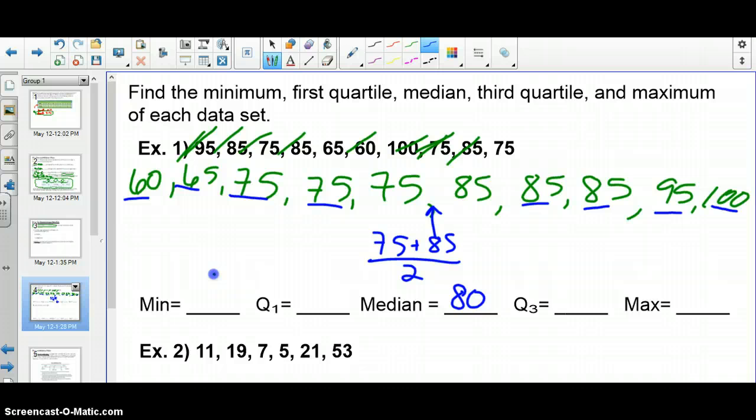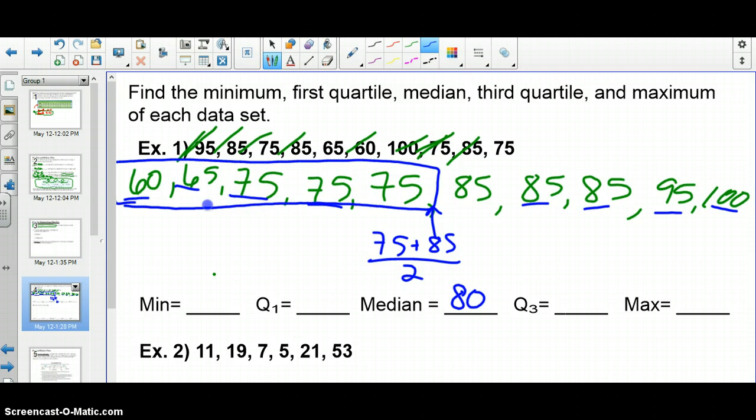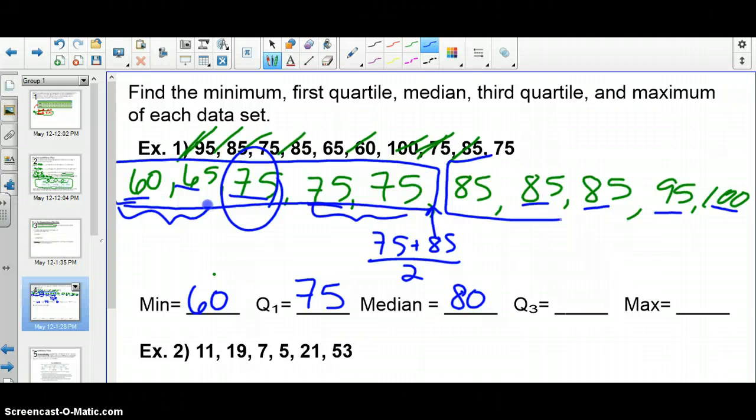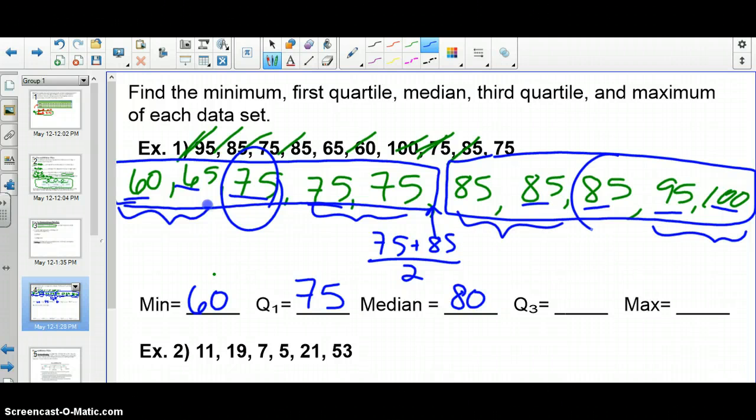All right, once you've established your median, let's look at our lower half of our data. The lower half of our data is right here. And we want to find our quartile 1, or a median of that data. So let's go down. We can eliminate these two and these two. So that means 75 is quartile 1. And then the minimum is 60 because it's the smallest value. Quartile 3, let's look at our upper half of the data. And we can eliminate these two and these two. So that means 85 is our quartile 3 and 100 is our max.